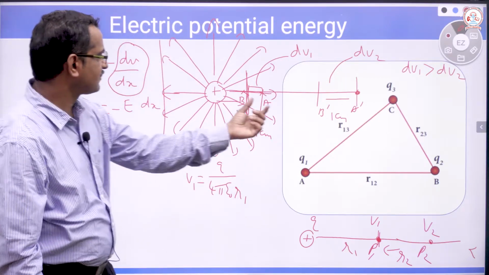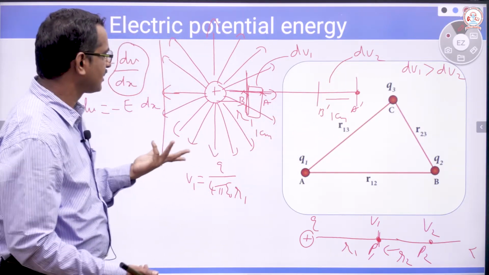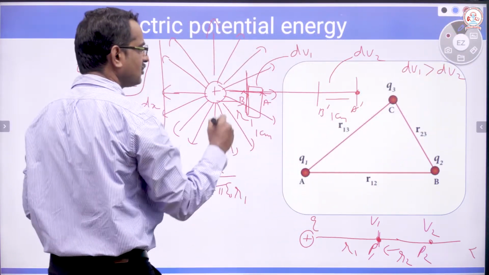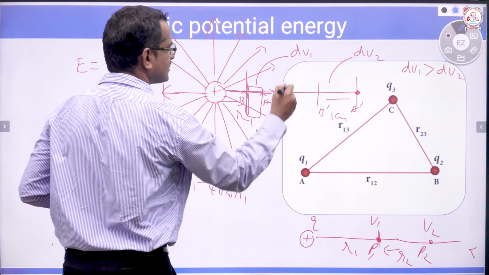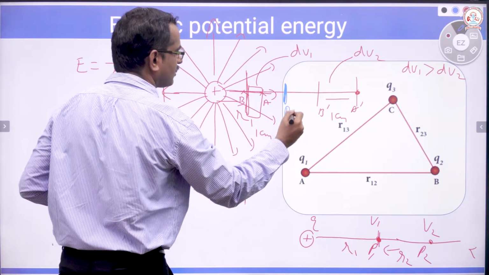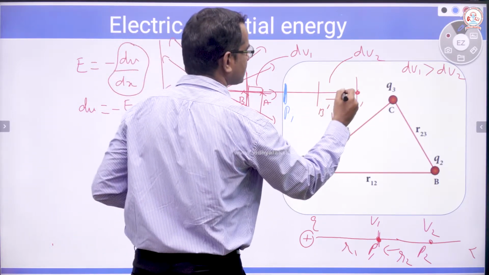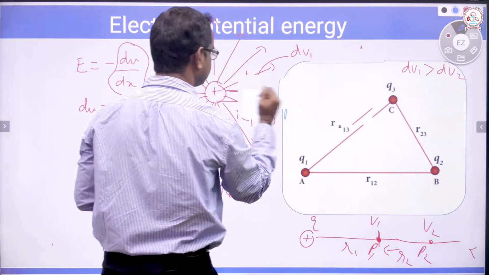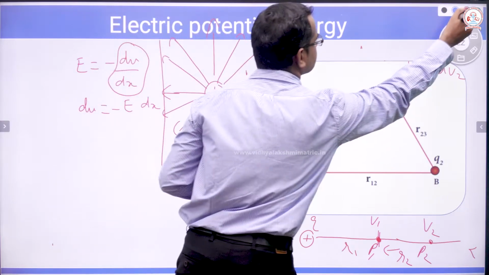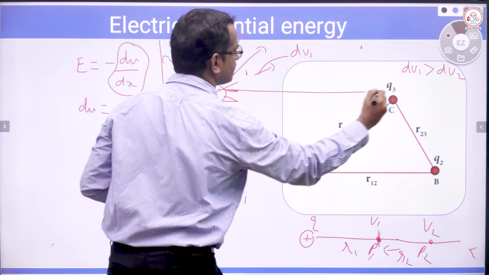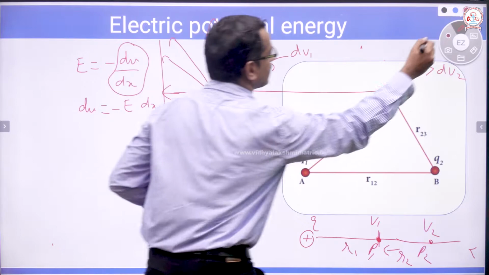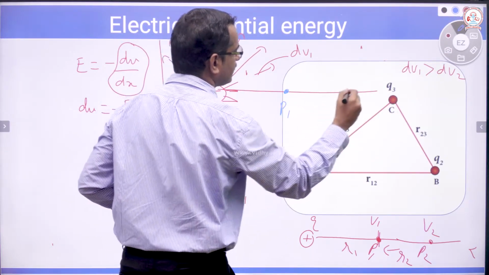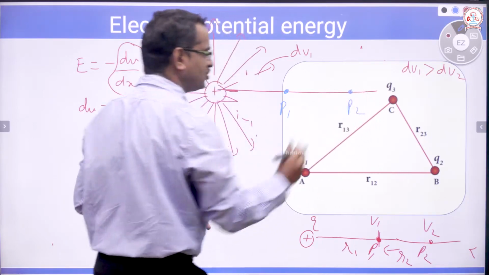Or even instead of considering these 2 points, you just take a single point like this. Imagine this point as P1, and imagine a point somewhere here as P2. Just imagine the force lines are like this. Consider a point P1 here, and consider another point P2 here.